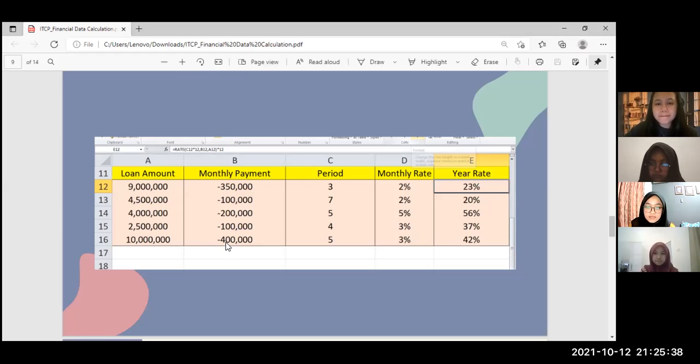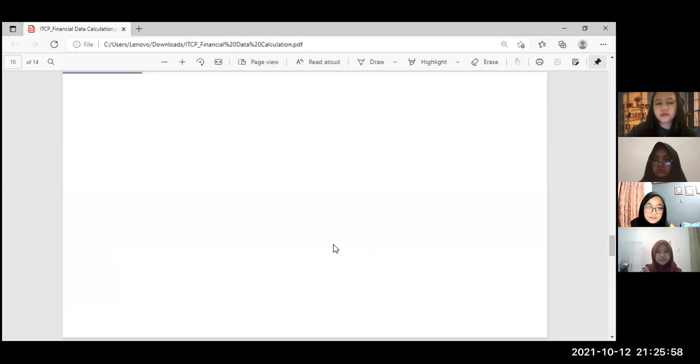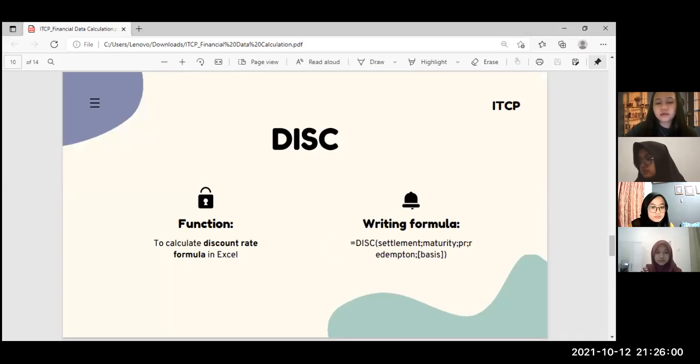And for the yearly rate, we use the same formula as in the monthly rate. Just multiply with 12, and you can drag down to get the same formula. And for this, the presentation will be by Revlin.